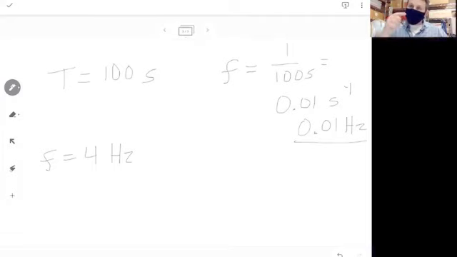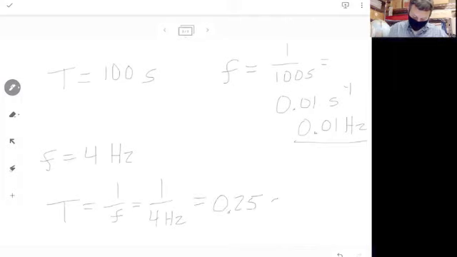So the question is, how much time does it take for it to happen once? To do that, we take the inverse, 1 over frequency. So 1 divided by 4 hertz, 1 over 4 is 0.25. And if you have hertz in the denominator, you're going to end up with seconds, because again, hertz is inverse seconds, so that flips it back up.